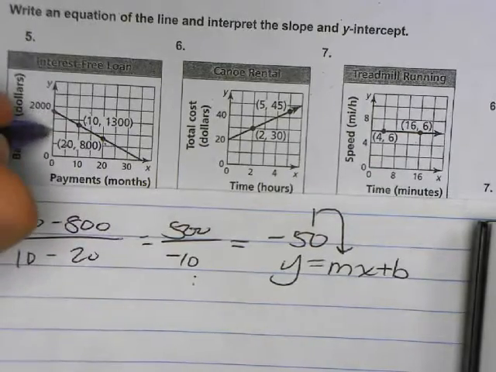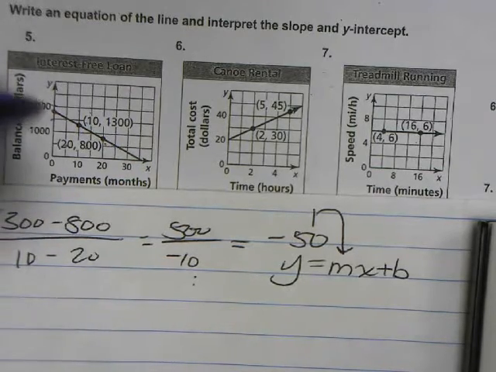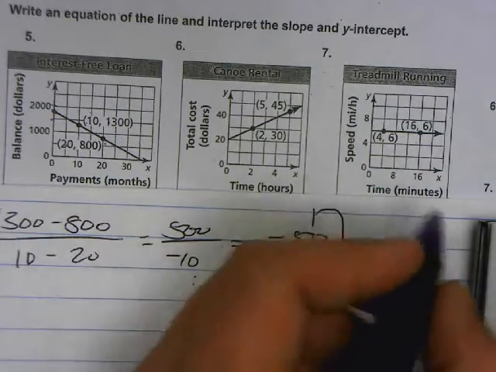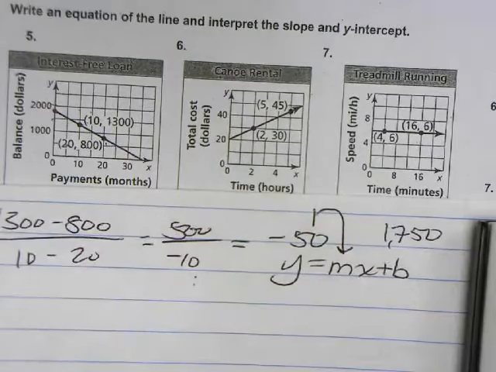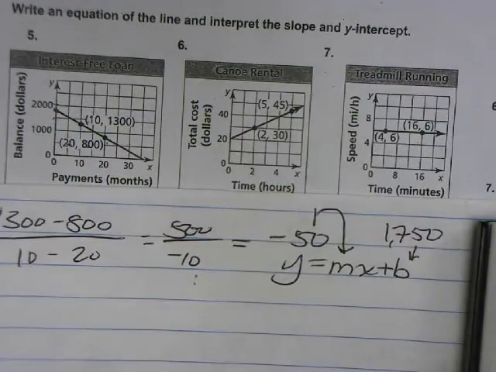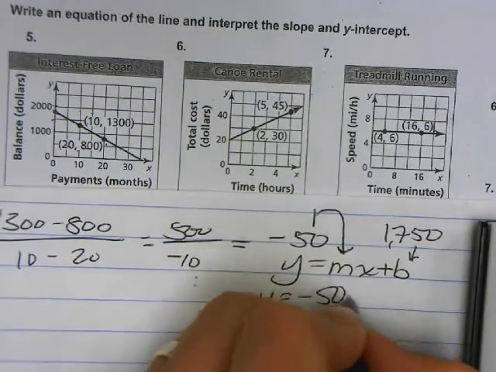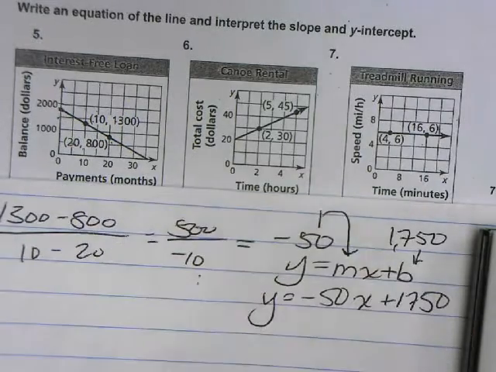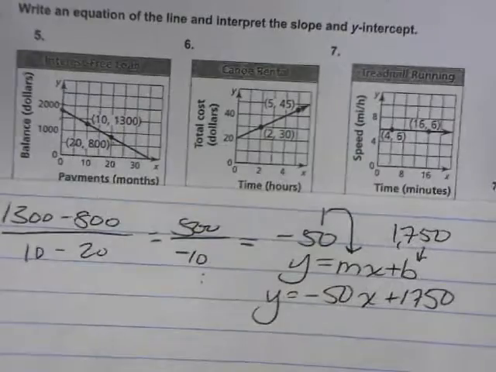That's going to happen right here. It's exactly halfway between 1,500 and 2,000. The halfway point between 1,500 and 2,000 is 1,750. So that's your b, 1,750. Now that you've got all of the pieces of the equation, it's time to substitute in, and you're going to have y equals -50x plus 1,750. That's us writing the equation in slope-intercept form. Number 6.